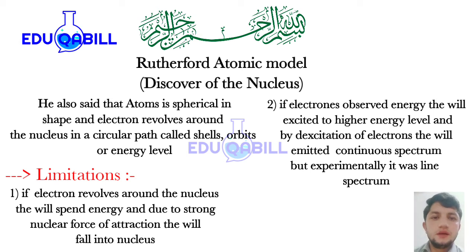And if the electron absorbs energy, it will be excited to a higher energy level, and by the excitation it should emit a continuous spectrum, but experimentally, by the excitation they emit a line spectrum. So this is about the Rutherford atomic model.